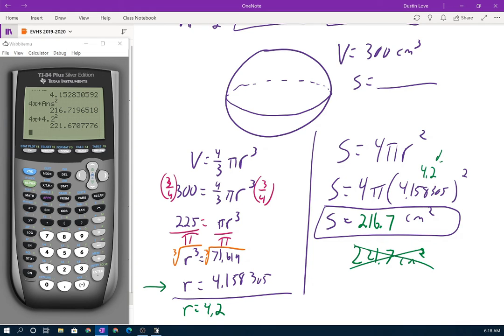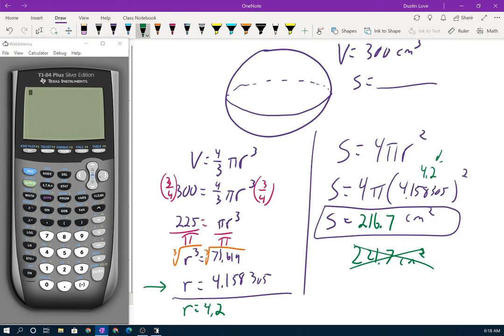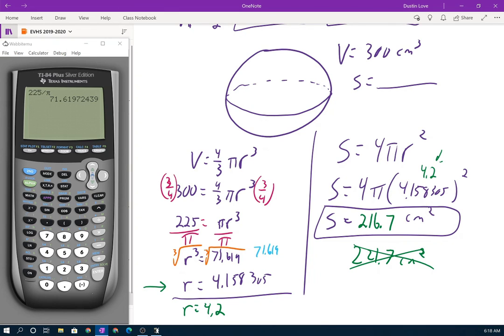Now, if you want to carry out some significant digits when we do this, so let's start over back here, and this time let's do this in our blue. So this guy right here, 225 divided by pi. That was 71.619724. I'm not going to carry all of them out, but I'll use that just to see how close that gets me to the actual answer at the end.